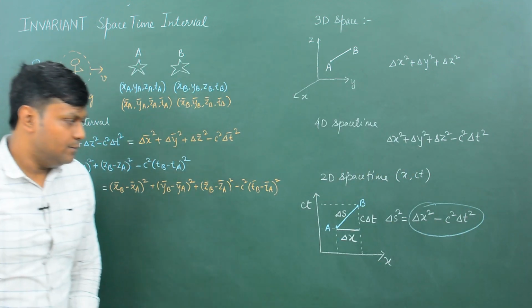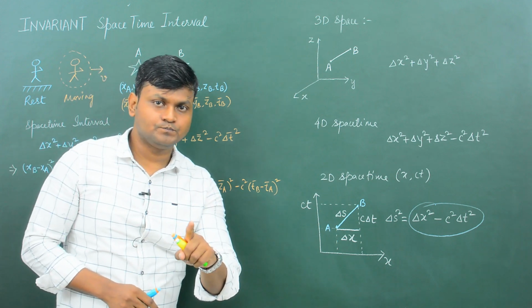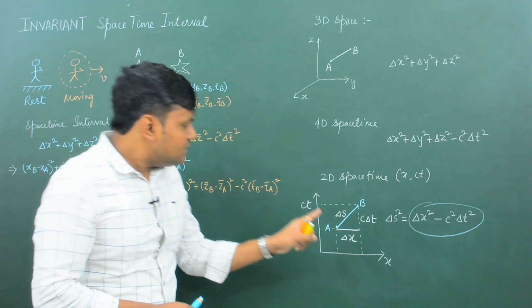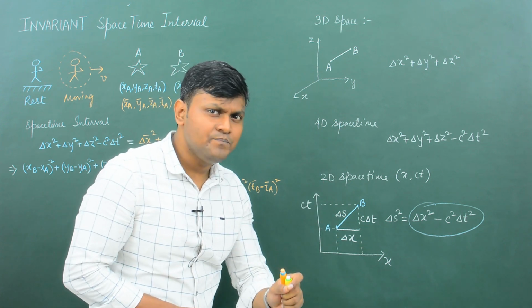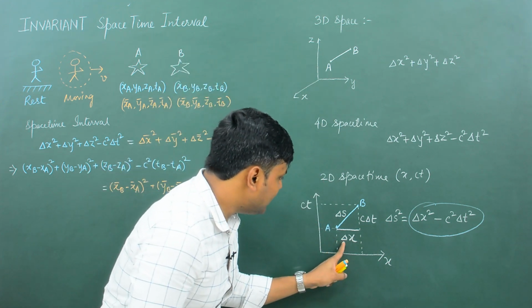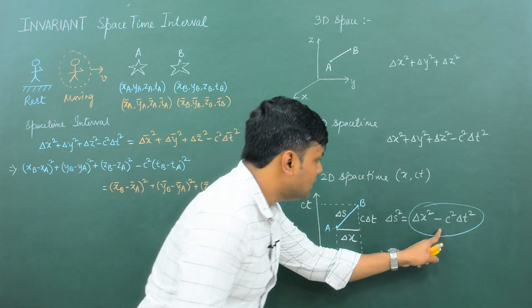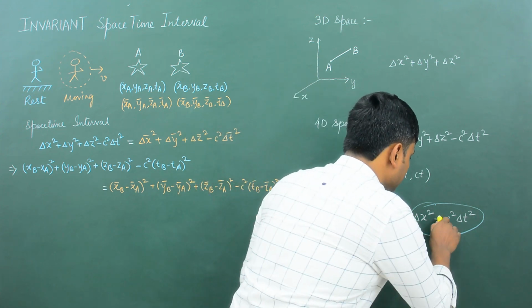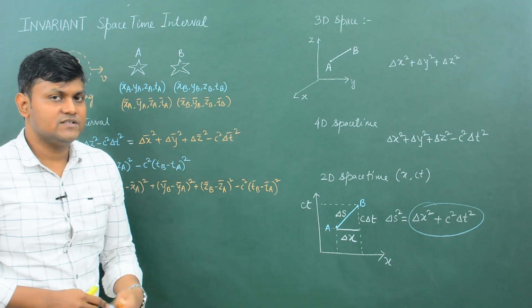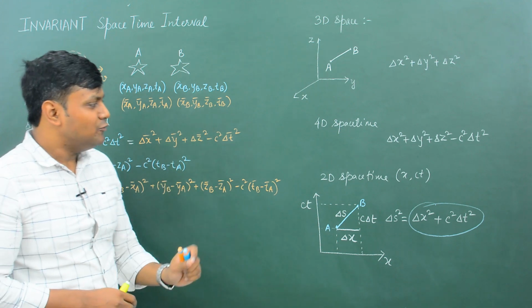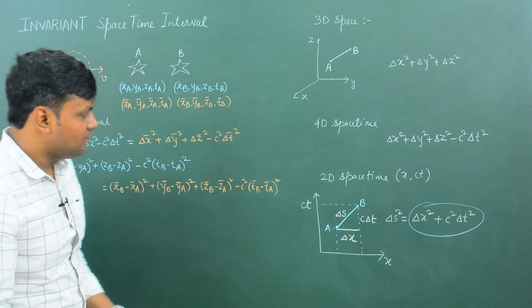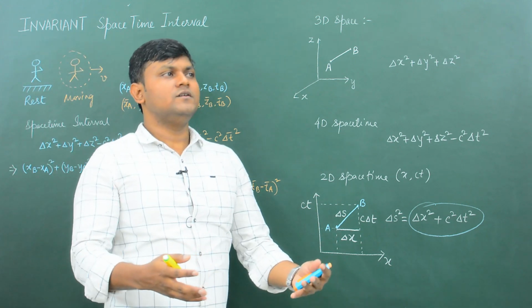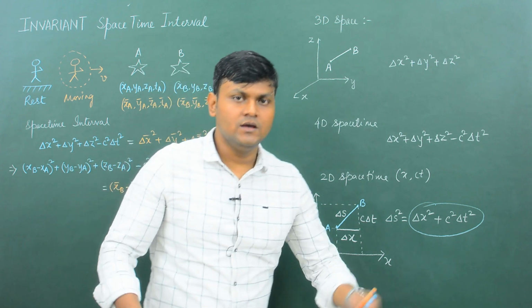But now you would say, but sir, wait a minute. Isn't this a right angle triangle? Shouldn't this follow the Pythagoras theorem? Shouldn't this be del x square plus c square del t square? Because that's what the Pythagoras theorem is. Well, this is where a new world begins, because space-time is not your usual Euclidean geometry.